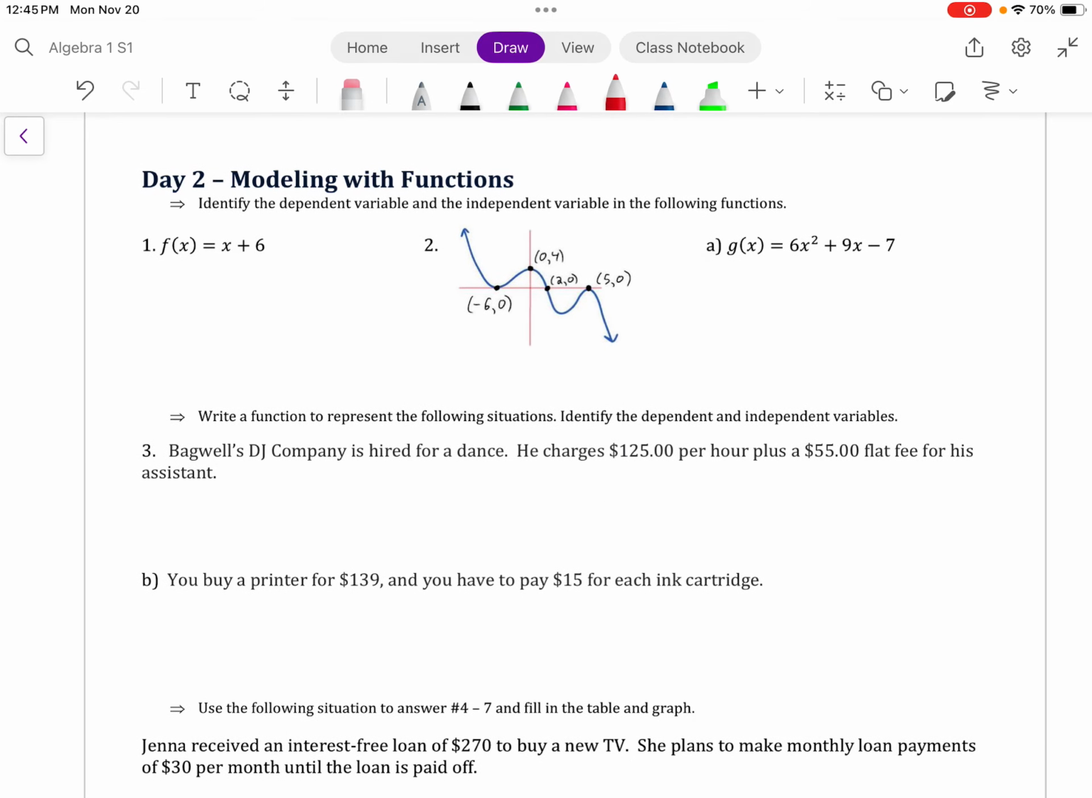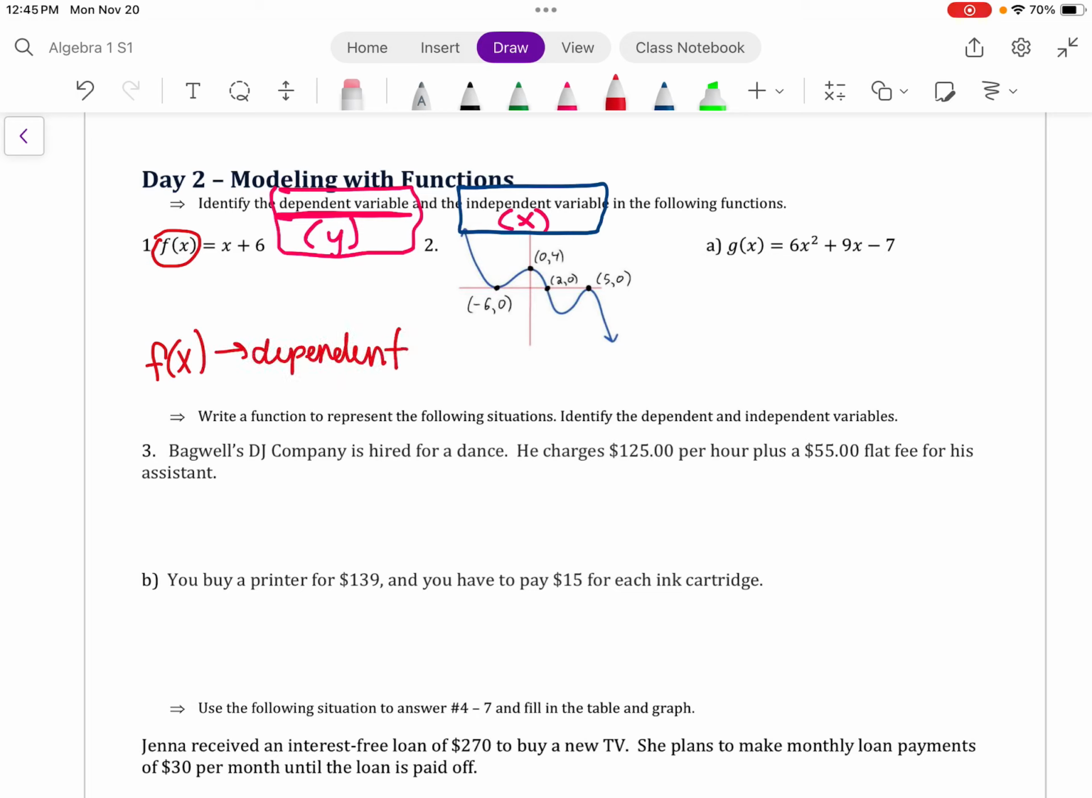So modeling functions, real life situations. If we're talking about independent and dependent, the dependent is going to be a y, and the independent is x. X does what it wants, and then y has to react to that. So x, you stay up late; the y, you're sleepy the next day. So f of x is a fancy way of saying y. That is the dependent variable, and the independent variable is the x. The x determines what happens to the y.